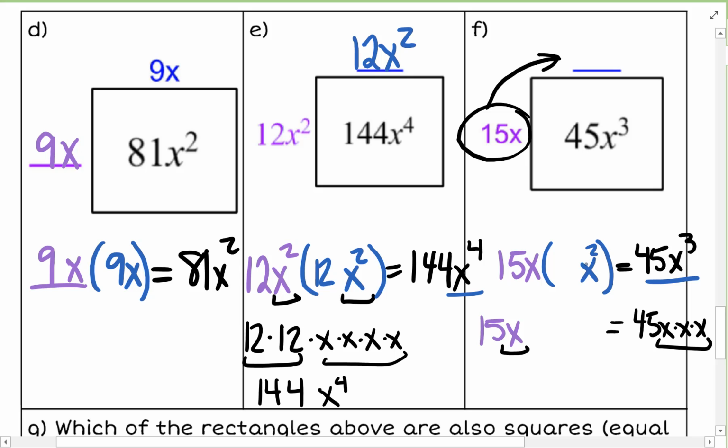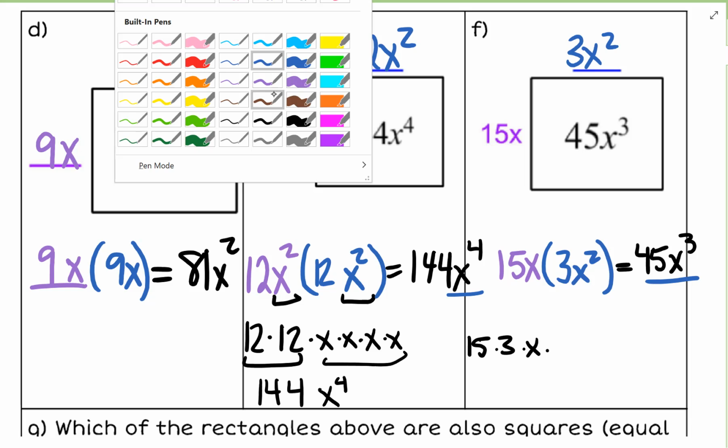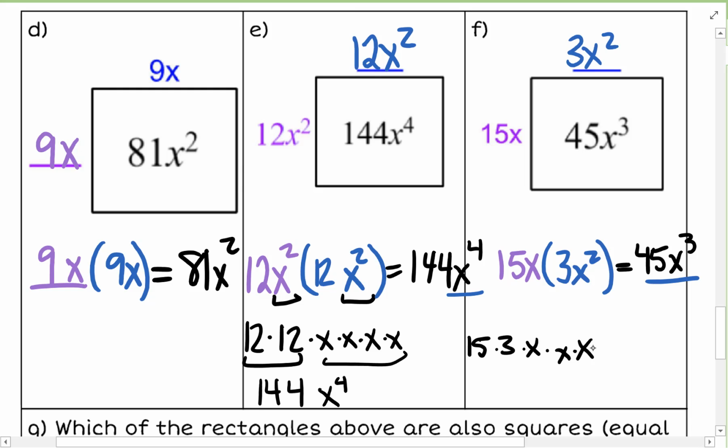And what number would that be? 15 times what gives you 45? That is 3. So 3x squared, is that the length? Let's check it out. All right, the numbers first. So 15 times 3, and then we have times this purple x, and then this is x to the power of 2 in blue, so that would be another x times x. And does that result in 45x cubed? Well, 15 times 3, that indeed is 45, and x cubed. X times x times x.